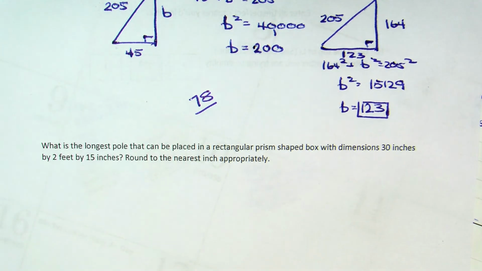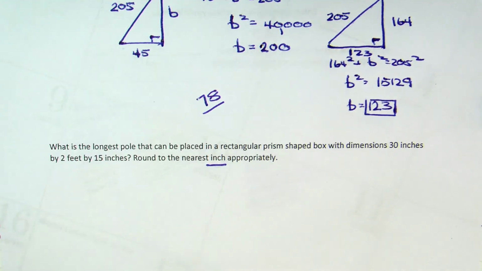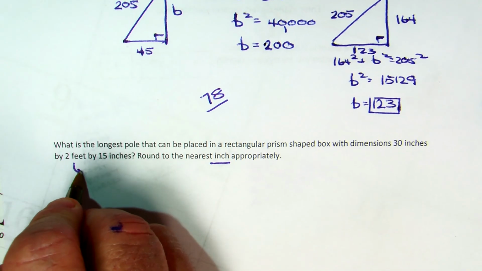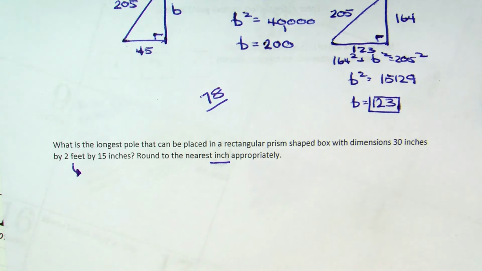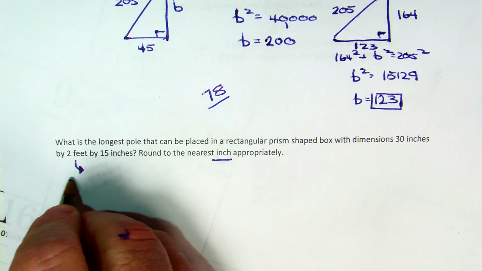Alright, and last one for today. What is the longest pole that can be placed in a rectangular prism-shaped box with dimensions 30 inches by 2 feet by 15 inches, round to the nearest inch? So everything is in inches except for this one dimension. So my suggestion for you is I would convert that into inches. Make sense? Okay, so that's going to be 24 inches.